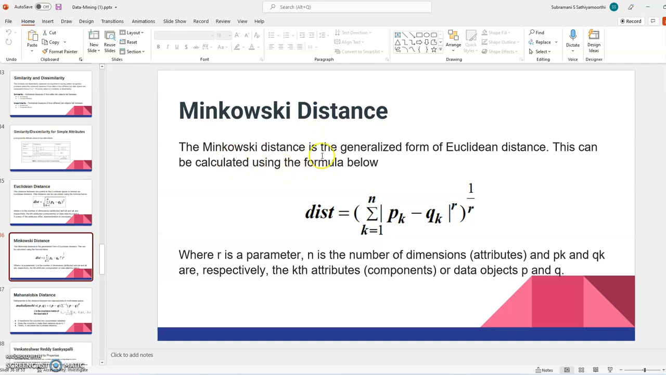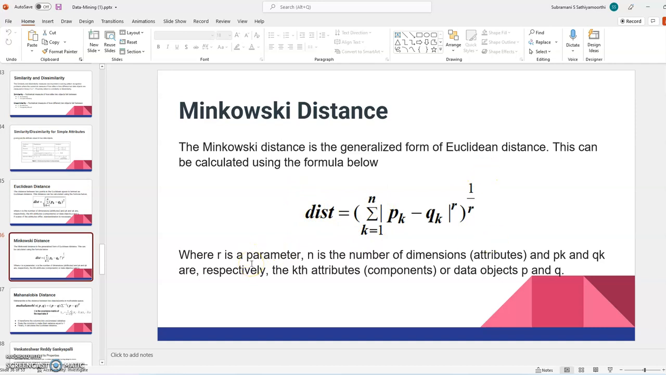The Minkowski distance is not very different from the Euclidean; it is a very generalized form of the Euclidean distance. If you look at the formula, it is similar to the Euclidean distance, where distance equals the summation over k equals 1 through n of the mod of pk minus qk, the whole power r, and then the whole power 1 by r. If you substitute r with 2, because we had two attributes here, it becomes the Euclidean distance.